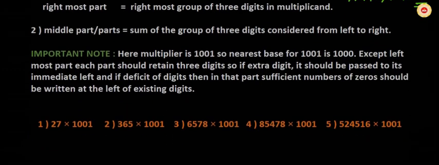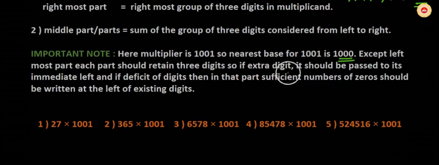Okay. Now important note. Here multiplier is 1001. So nearest base for given multiplier 1001 is 1000. How many zeros are there? 3 zeros. It means that except leftmost group, in each group we need to have 3 digits. Why? Because there are 3 zeros in the nearest base. Base for what? Base for given multiplier 1001. Okay. Except leftmost part, each part should retain 3 digits.